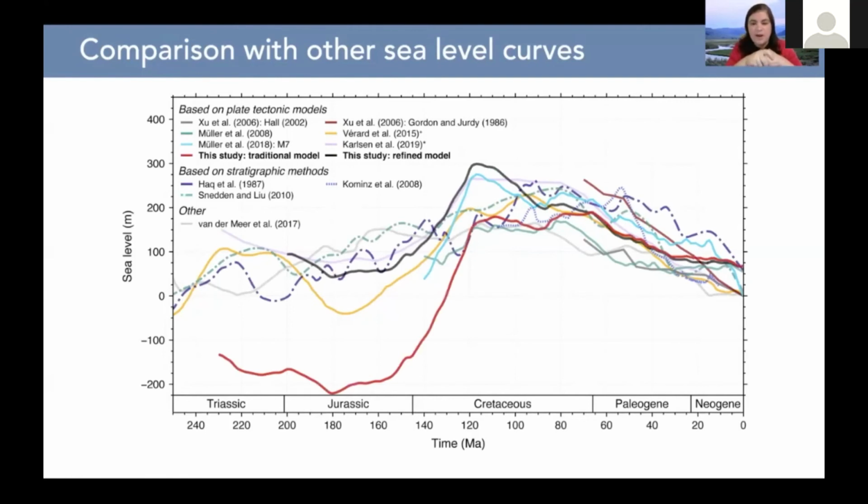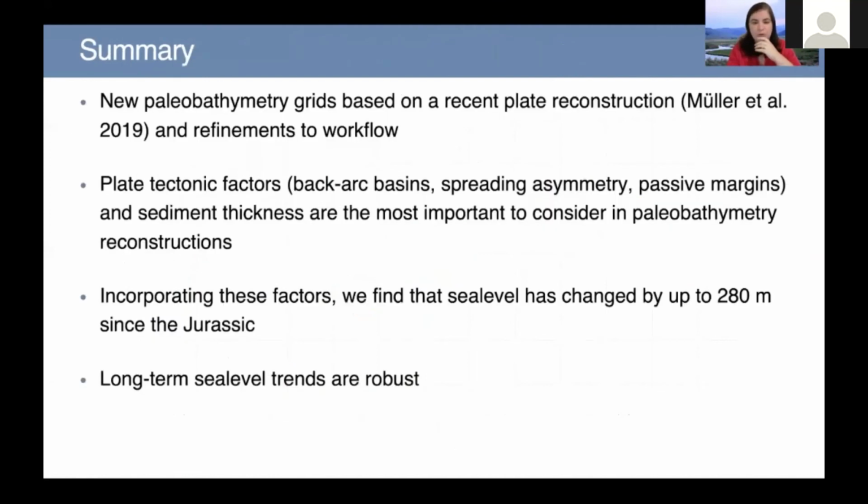We can see the red line, which is the red line previously, shows that traditional method. So we can see that that is not really quite a good estimate, particularly for those, as I said before, pre-Cretaceous times. But when we look at our refined model, which is in black here, we can see that we're getting better matches with previously published models. So by incorporating these components, we're actually getting a much better idea of what that long-term sea level curve looked like.